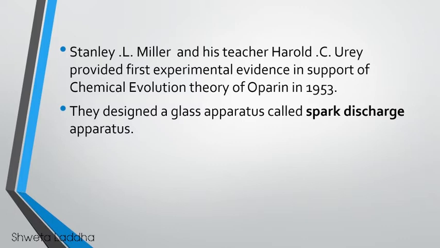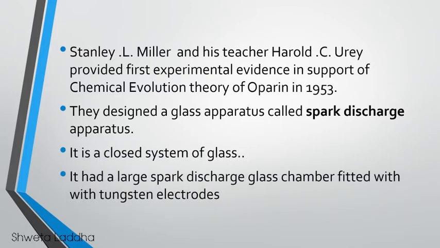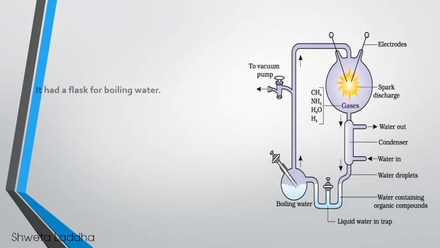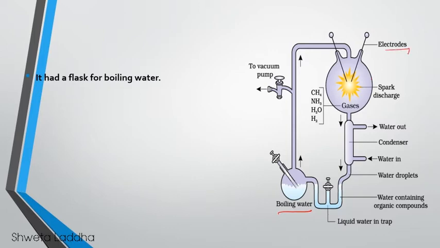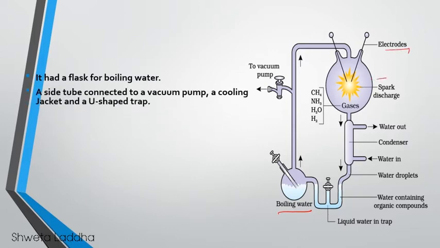They designed a glass apparatus and this was called the spark discharge apparatus. It is a closed system of glass. It had a large spark discharge glass chamber fitted with tungsten electrodes. It had a flask for boiling water. So this is the flask which is boiling the water. These are the tungsten electrodes and this is the discharge chamber. A side tube connected to a vacuum pump. So this is the vacuum pump. This is the side tube.